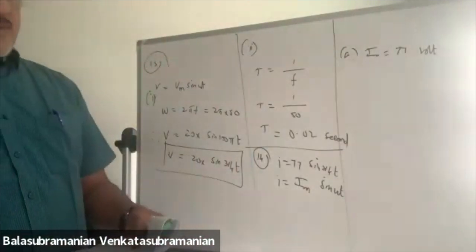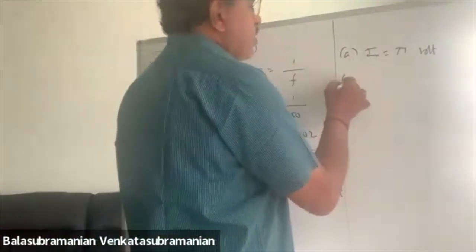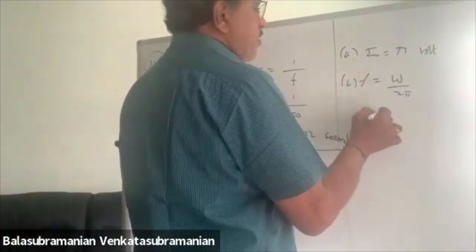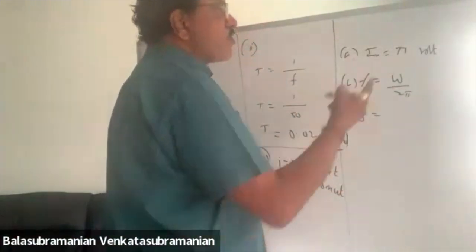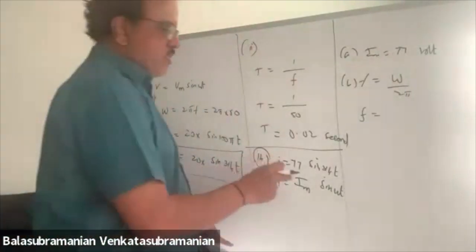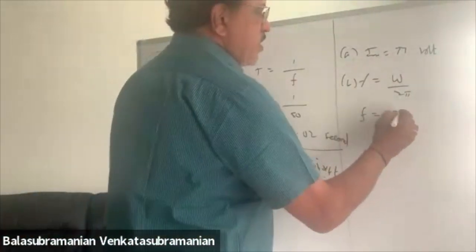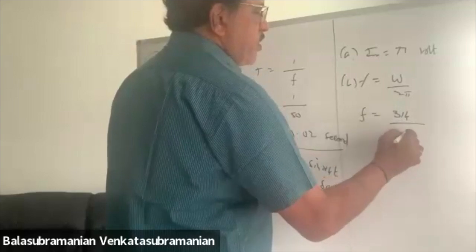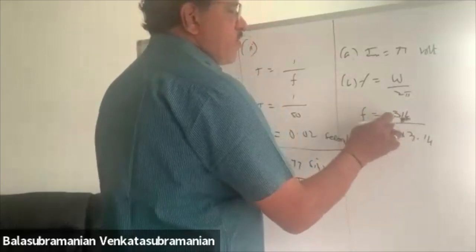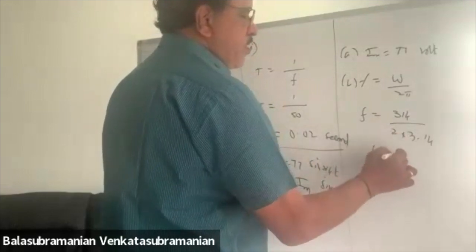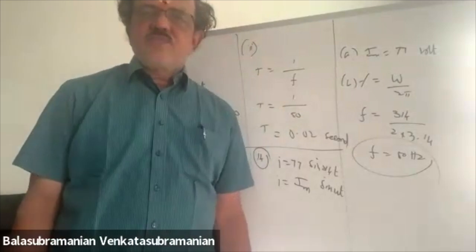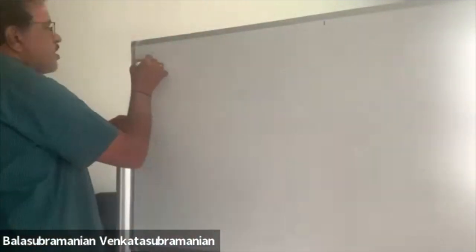Next, frequency. F is equal to omega by 2 pi. What is omega? Omega is nothing but 314. 314 by 2 into 3.14. 3.14 and 314 is 100 times. 100 by 2 is 50. 50 hertz. Straight forward.